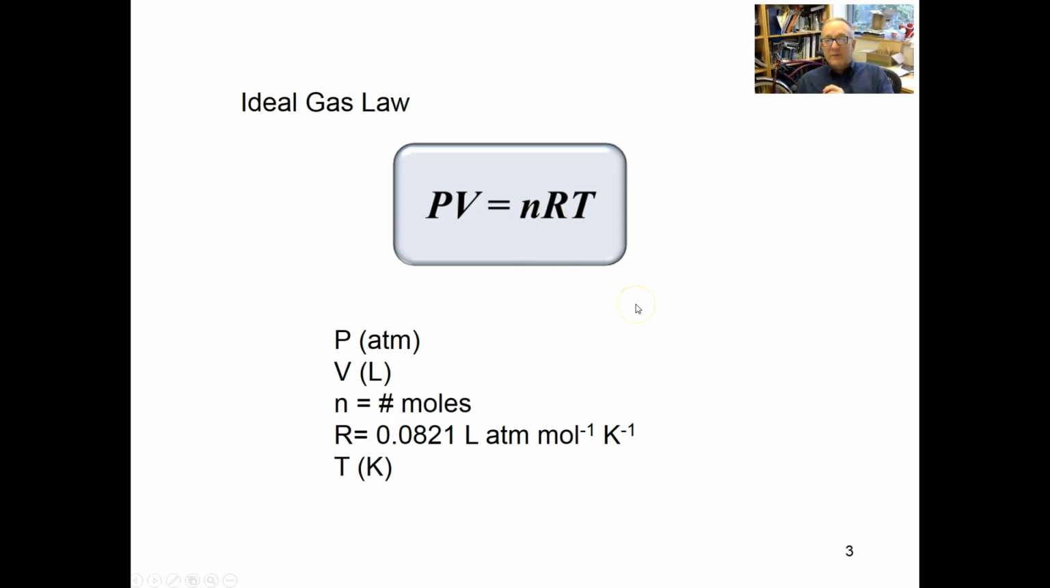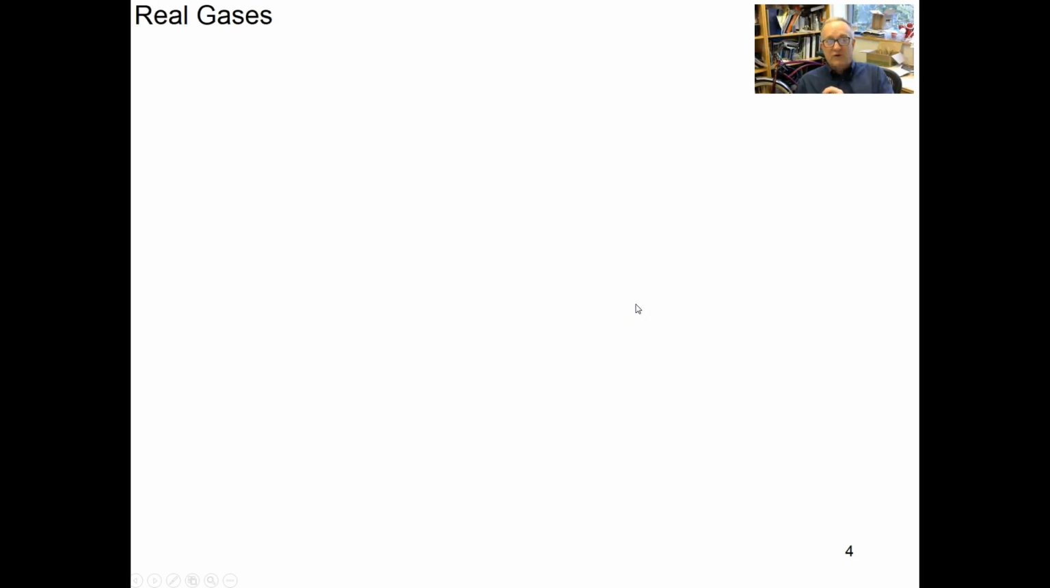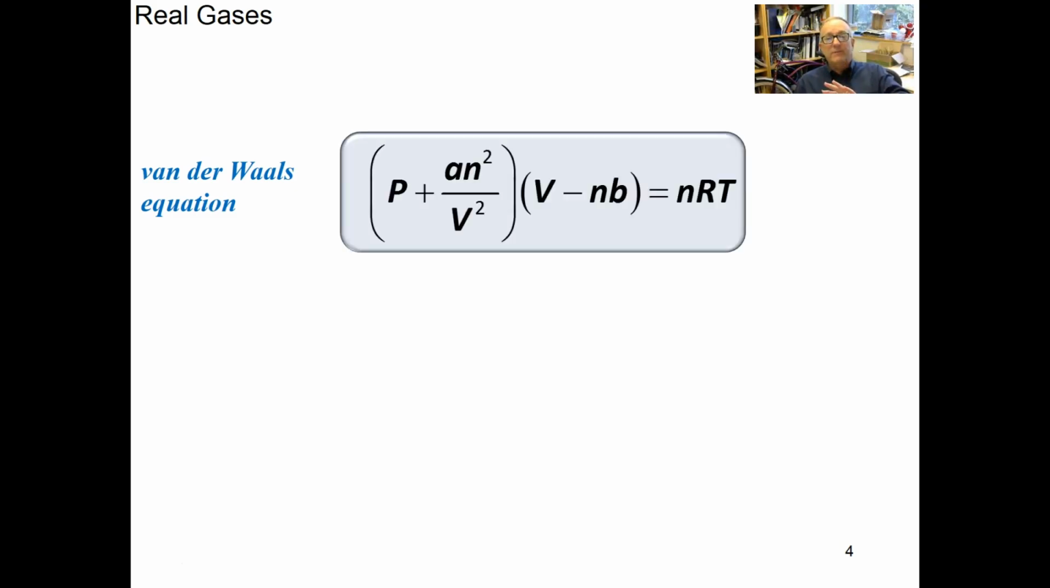In that instance, there's something called the van der Waals equation that we use for real gases. It takes into account the size of molecules and the attractive forces between them. And so P plus a n squared over V squared, that quantity, times this quantity, V minus nb, is equal to nRT. P is still pressure, V is still volume, n is still the number of moles, R is the gas constant, and T is the temperature.